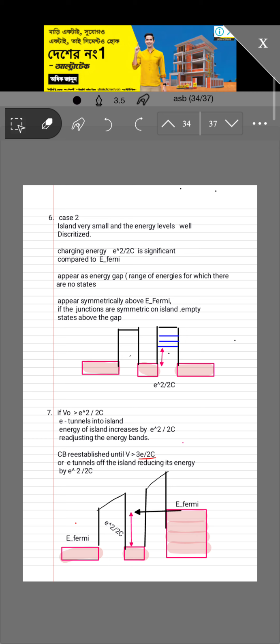Now, the island, if very small, then the energy levels will be discretized. As you can see here, energy levels have been discretized, and the energy gap existing between these two is e²/2C. Now this change in energy e²/2C is.